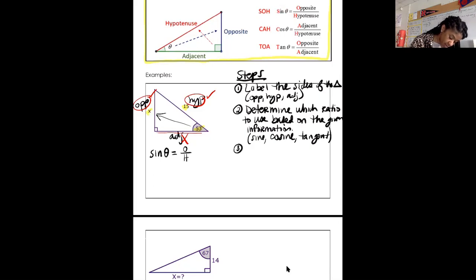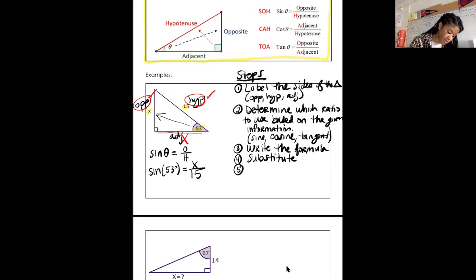Step 3, write the formula. That's what I just did. The formula is sine of the angle equals opposite over hypotenuse. Step 4, substitute. So sine of 53 degrees equals, the opposite is x, and the hypotenuse is 15.